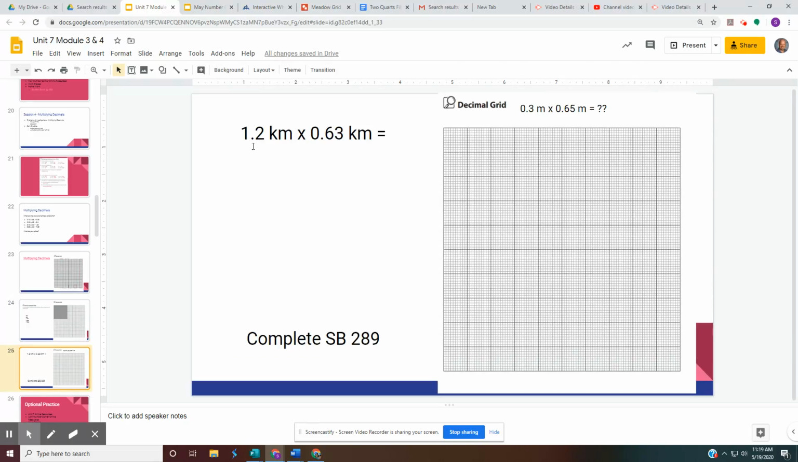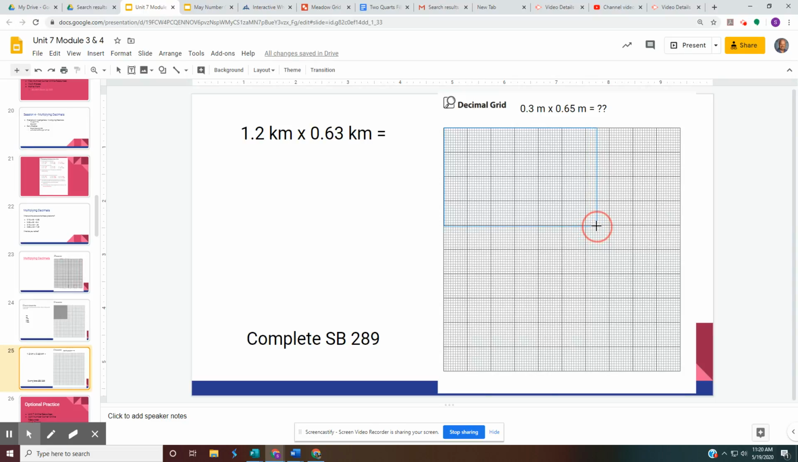Now I'm multiplying 1.2 kilometers by 0.63 kilometers. How can I figure that out? Well, maybe we try doing this. We do 3/10 times 0.65. And if I draw my shape, and what I'm doing is I'm going down from this to 3/10, right? And then I'm going to go over 0.65, right? So there's 4, 5, 6, 1, 2, 3, 4, and 5.